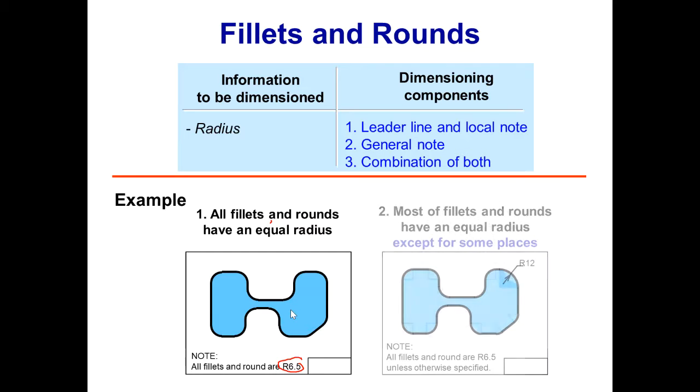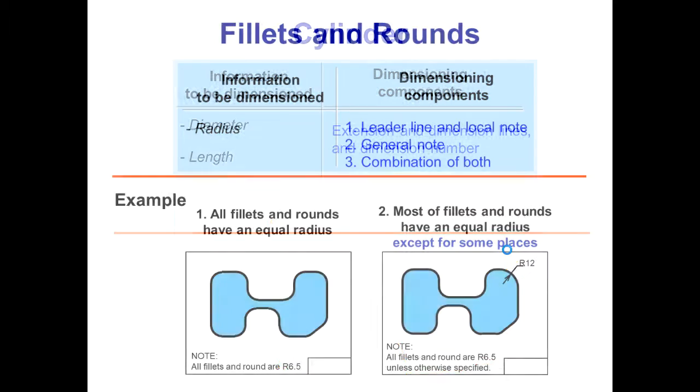But if there is one fillet or round that has a different radius, you can simply write that all fillets and rounds are radius 6.5 unless otherwise specified. तो जो एक radius होगा जो that is different, you can simply specify that, but it will still save you the trouble of giving the dimensions to each and every fillet and round.